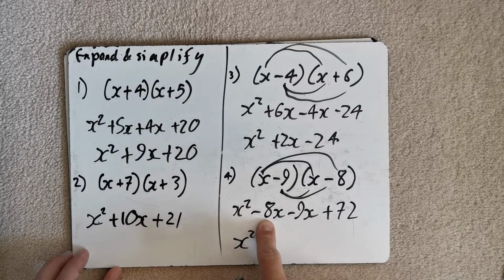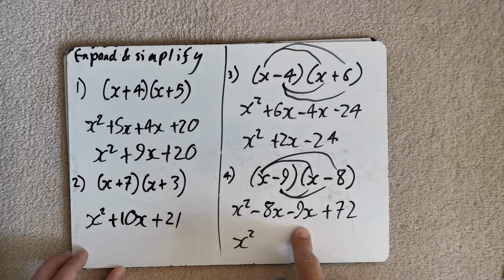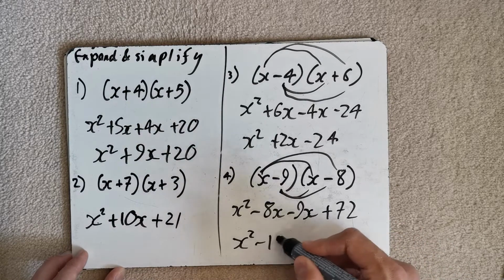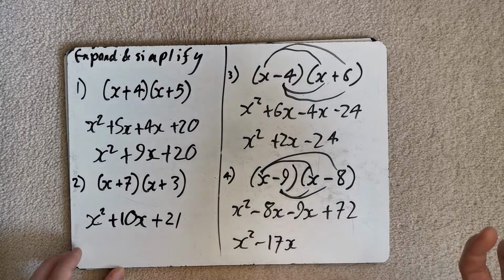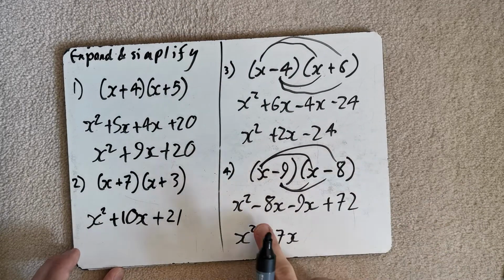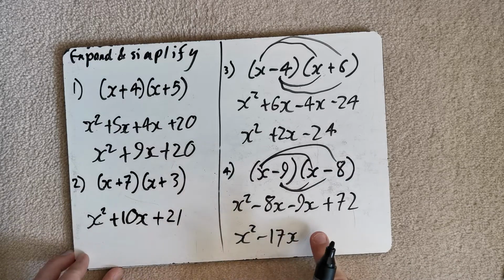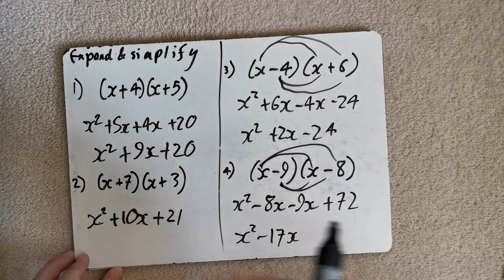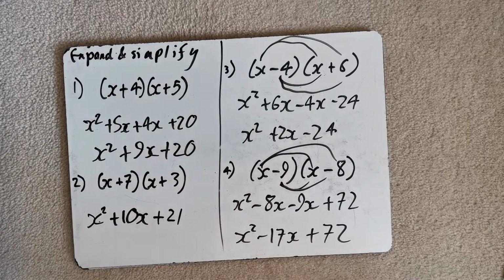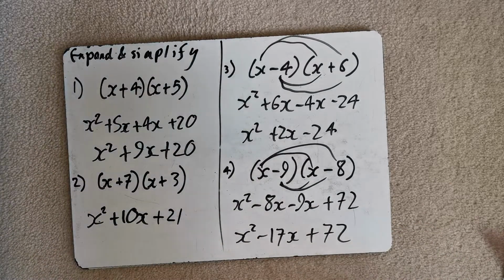Simplify it. Minus 8x minus 9x comes out as minus 17x. Okay, doesn't come out as minus 1x or anything like that. All right, remember, minus 8x, take away 9x, you go more negative, it goes down to minus 17x, and the plus 72 stays the same. Okay, right, let's go on to some slightly harder ones.